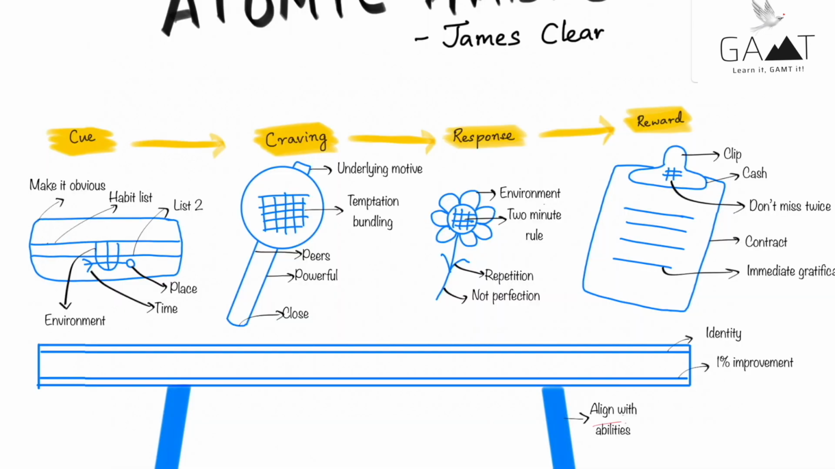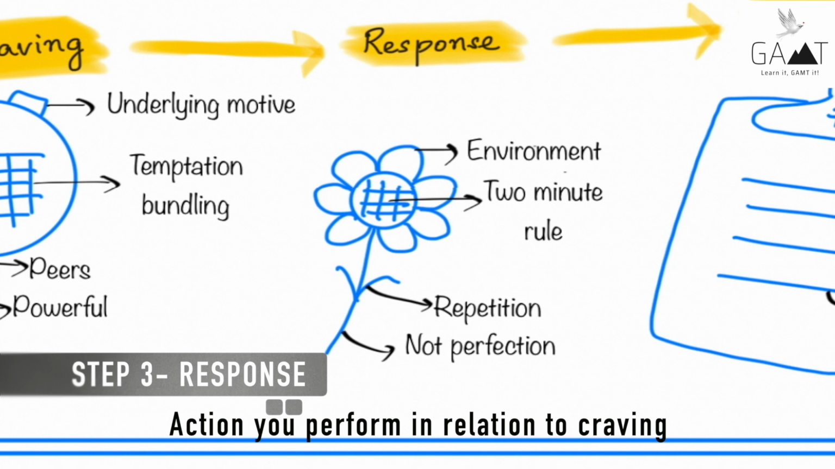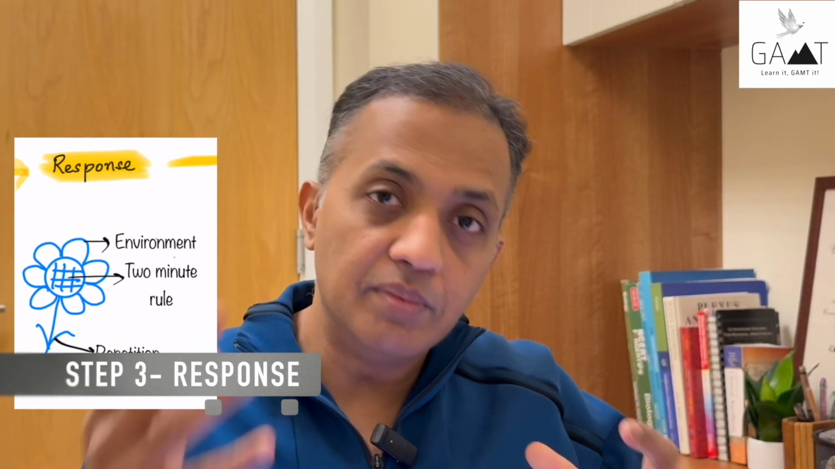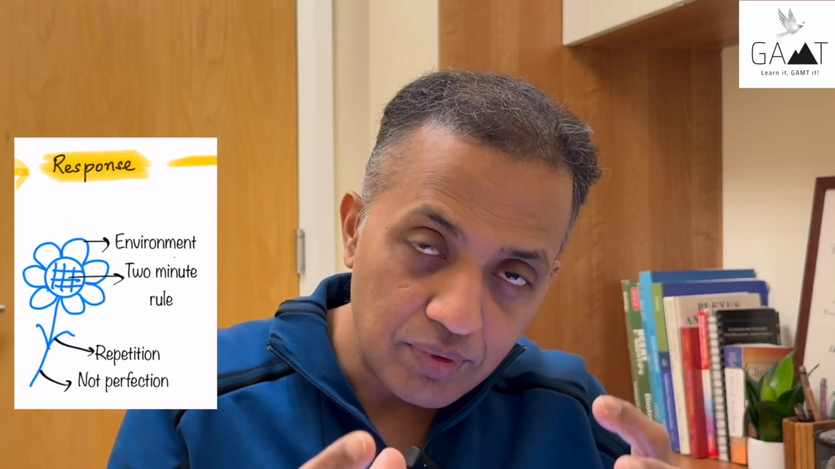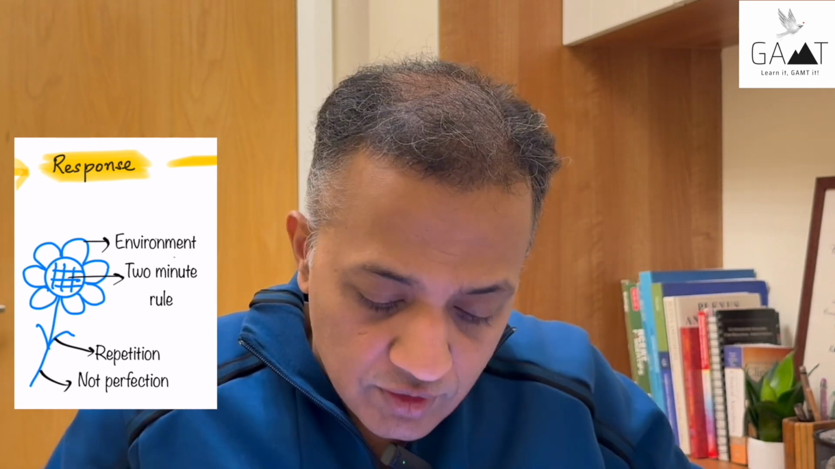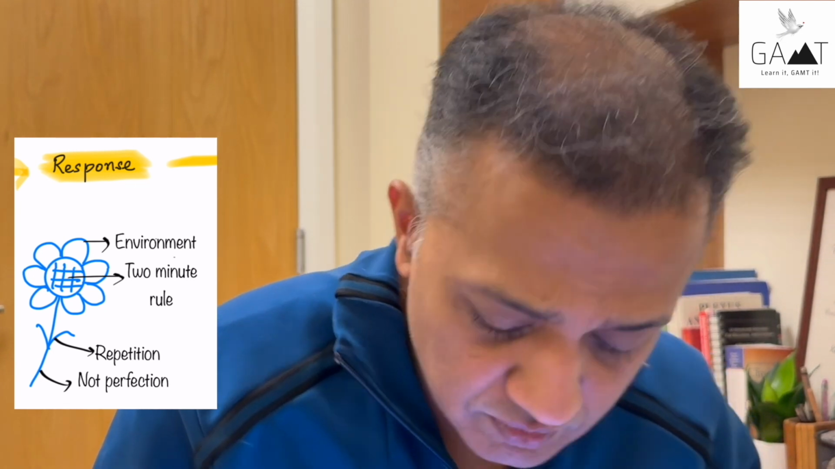Now we move on to the next part, which is the action itself. So the response. So this is the actual action that you perform. So this part of the GAMT, the flower that you're going to see under the microscope, has all the components that you need to remember for the response step of a habit formation. So basically 4 concepts. So let's see what they are.